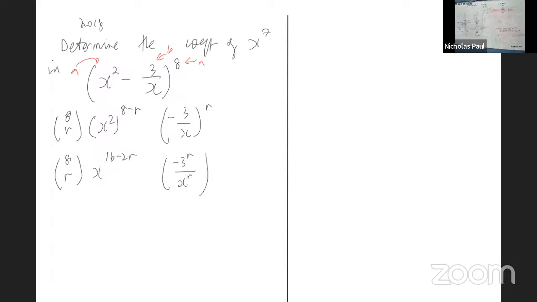All you want to do now is bring the r's together. So you can simplify it like this. This will be 8Cr times, working with the x alone, minus 3 to the r. And then because they're divided, it will be x to the 16 minus 2r minus r. So that means 8Cr times minus 3 to the r times x to the 16 minus 3r.